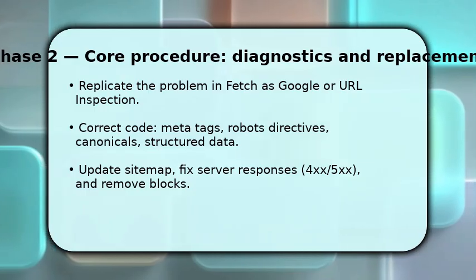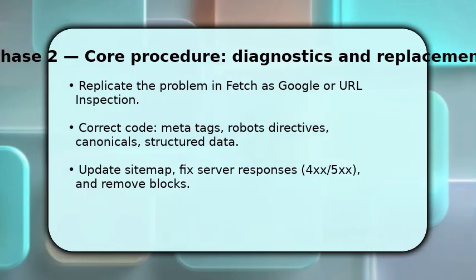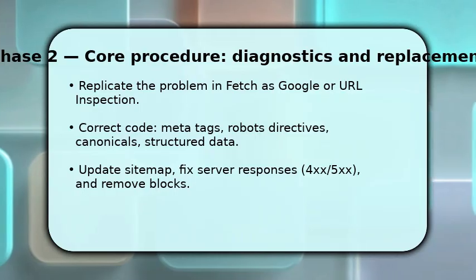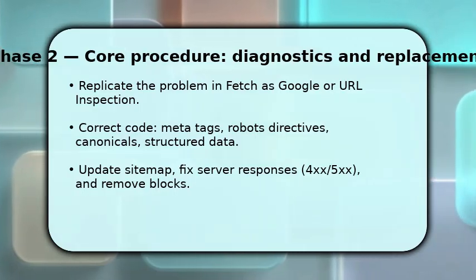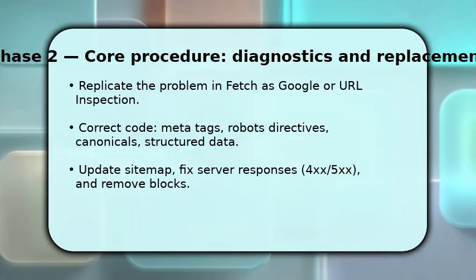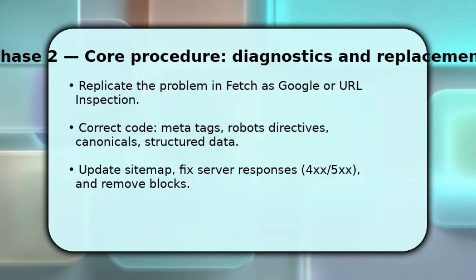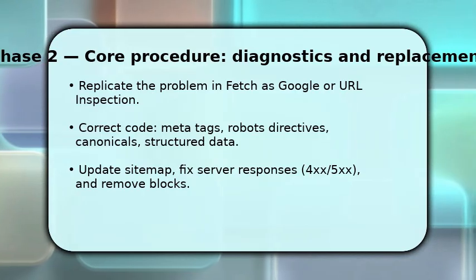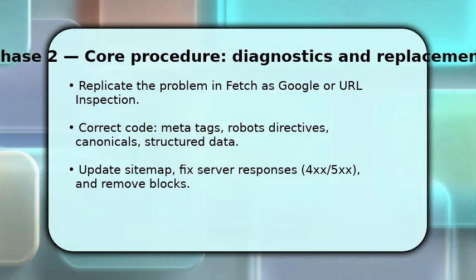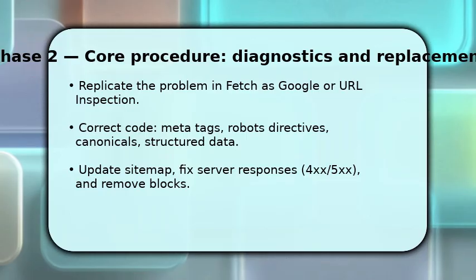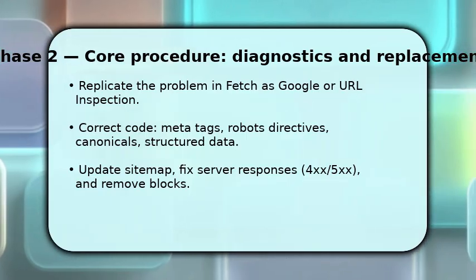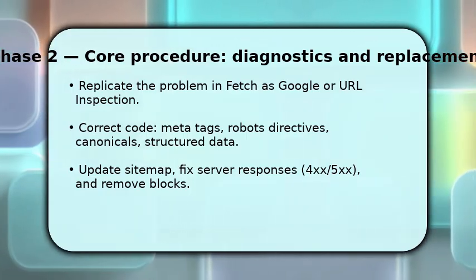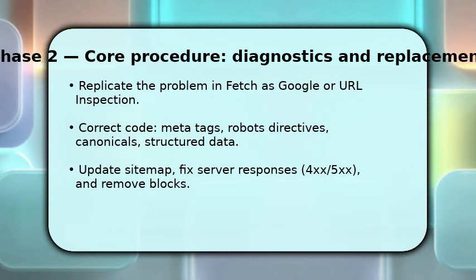Once you know the cause, edit the source, adjust meta robots, fix canonical tags, correct structured data syntax, or remove accidental noindex. Make sure server responses return 200 for valid pages and eliminate 4xx/5xx errors by repairing links or restoring content. Update and resubmit the sitemap immediately, and if robots.txt blocked crawling, remove the rule and retest.